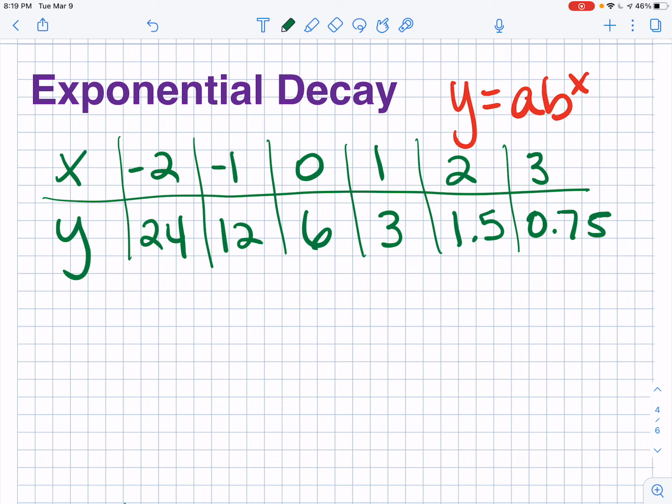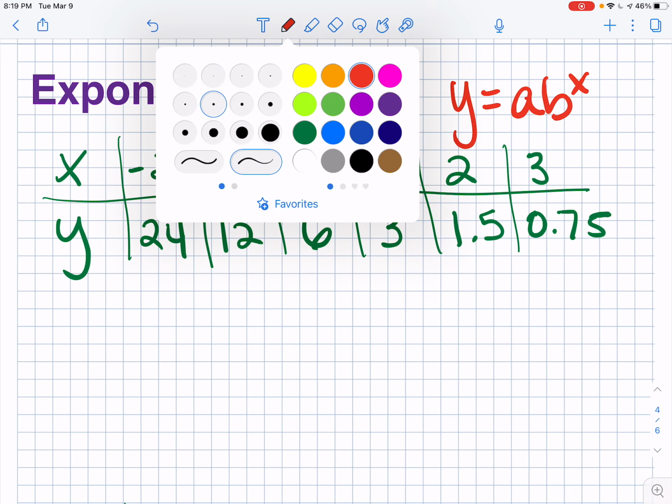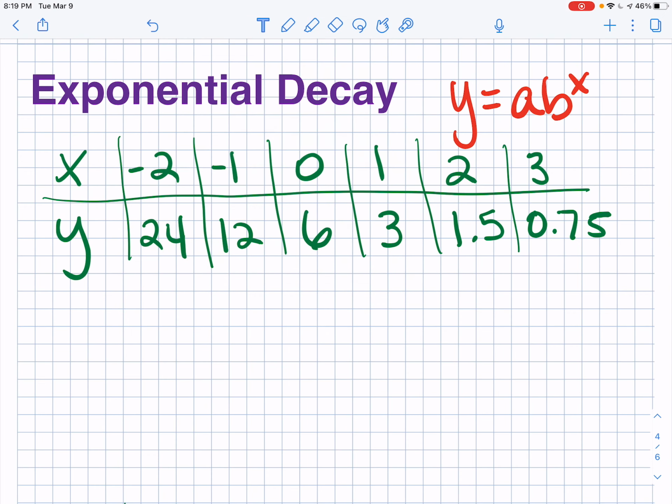So the first thing that I want to do, let me get my pen ready here. I'm going to look at my values and see how they're changing. What am I multiplying by to get to the next number? So here in the first one, I can see that I start at 24 and I go to 12. But what can I multiply 24 by to get to 12? Well, that would be times 1/2 or times 0.5.